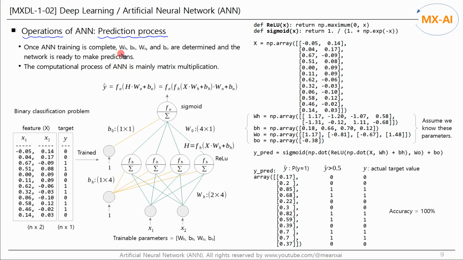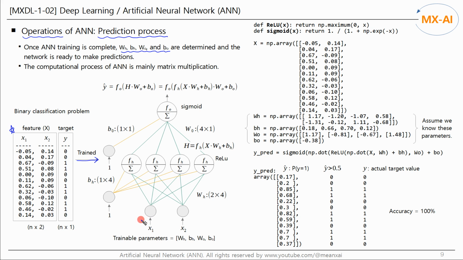Once ANN training is complete, WH, BH, WO, and BO are determined. And the network is ready to make predictions. Let's take an example of a network trained on the data below. Binary classification was performed on this data.